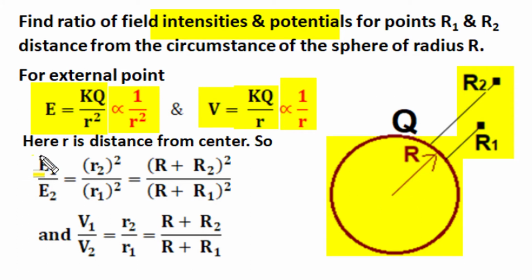So the ratio of electric field intensity at these two positions, which is inverse of the square of the distance, has this relation: R2 square upon R1 square ratio. Here R1 and R2 are respectively the distance of the first point and second point from the center of the sphere, and in this inverse square relation, for E1 this R1 will come in the denominator, and similarly for E2, R2 square will come to the other side in the numerator.